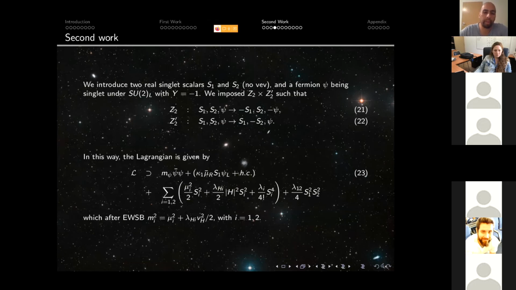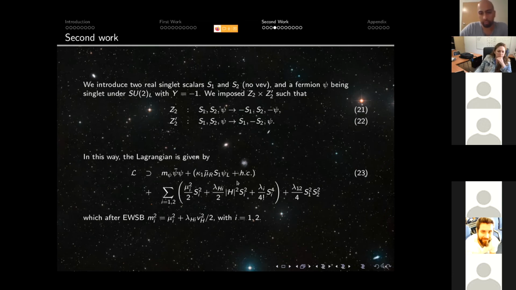So let me resume what we have done here. It is the same as before, but now the psi field, the vector-like lepton, transforms in an odd way only under the first symmetry. In that sense, you end up with this Lagrangian. The second line is the same as before, but in the first line now you have an interaction term allowed by the symmetries between the right-handed muon, the S1 scalar and the vector-like lepton.